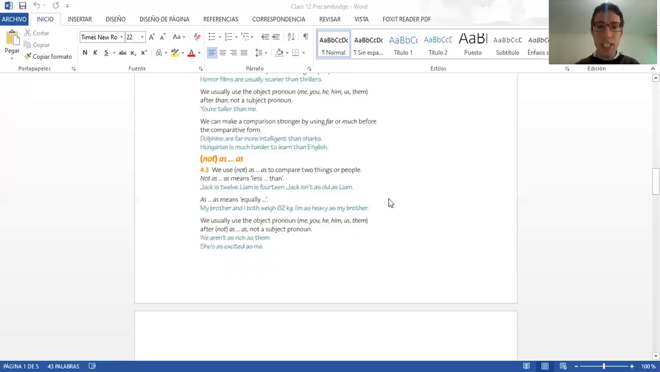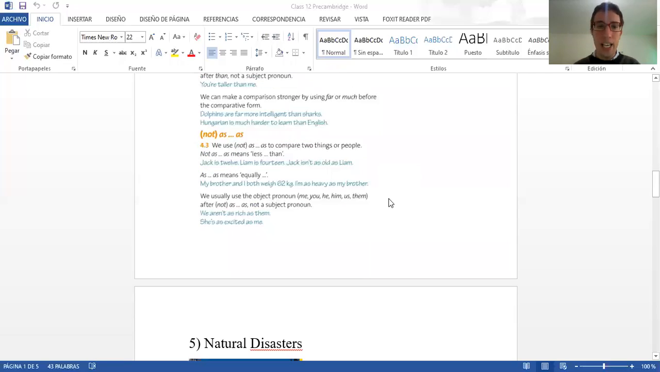Okay, and finally, the structure not as. We use not as to compare two things or people, right? And the interesting part of this is that when we use not as, it means less than. So we have a comparison of inferiority. For example, Jack is 12, Liam is 14. Jack isn't as old as Liam. That means Jack is less old than Liam. Okay.